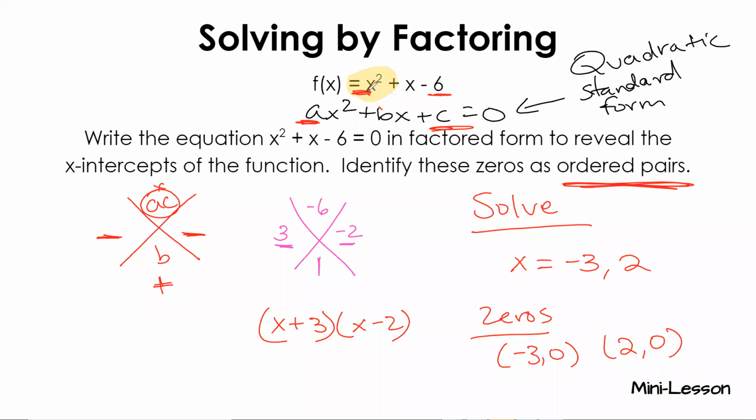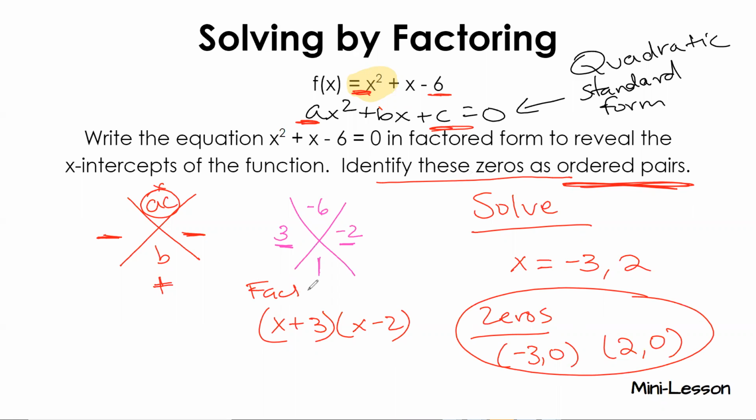So really quick, what we were told to find is to identify the zeros as ordered pairs, which is what we did at the very, very end. This right here is factored form. This is how we solved for the zeros. This is writing it out as ordered pairs. Okay. So as coordinates. As coordinates, yes.